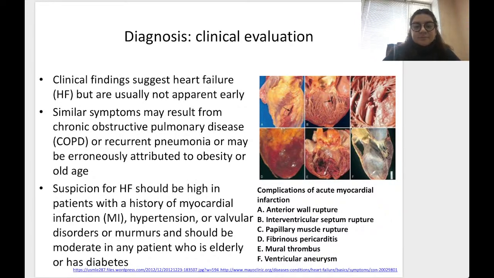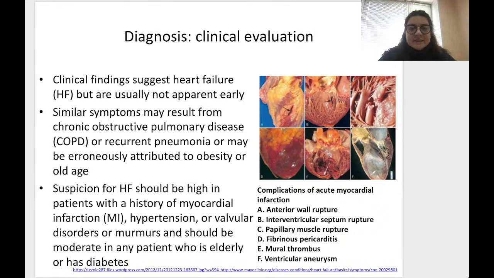And here you see, as examples, different situations with complications of myocardial infarctions. Why did I include it here? Because all of them can lead to heart failure. And picture by picture, what can we see here? First, it is anterior wall rupture. You see by the arrow.